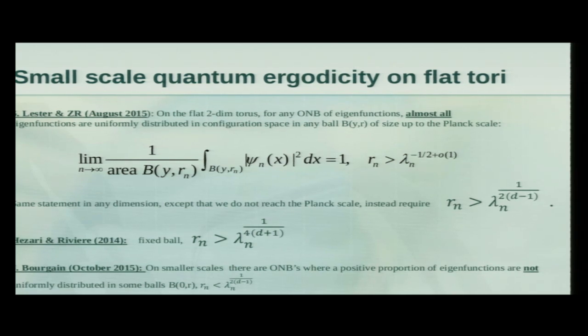This is some very recent work with my former postdoc, Steve Lester. So we were motivated by work of Hamid Khazari and Gabriel Riviere, who looked exactly at the situation of tori and were able to show that these averages tended to one for almost all eigenfunctions, if the balls were shrinking. Oh, there's a minus sign missing. So look, we are talking about shrinking balls, not expanding balls.